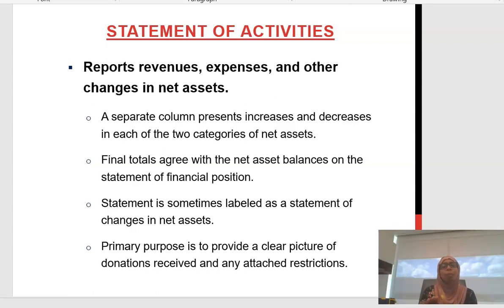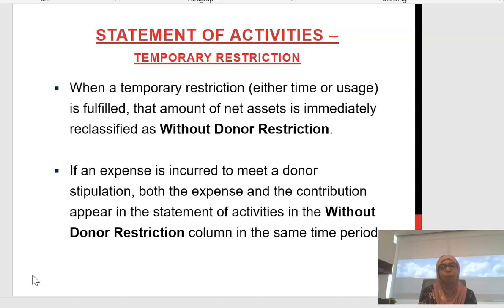So the purpose of this statement is just to give an idea to the financial statement users of how donations are received, what their major sources of donations are, whether they are earning lots of exchange revenues, and whether the donations they are receiving, or the excess amount they have, what we call net assets, are attached with some restrictions. And at the same time, you will also get an idea about the expenses of that entity.